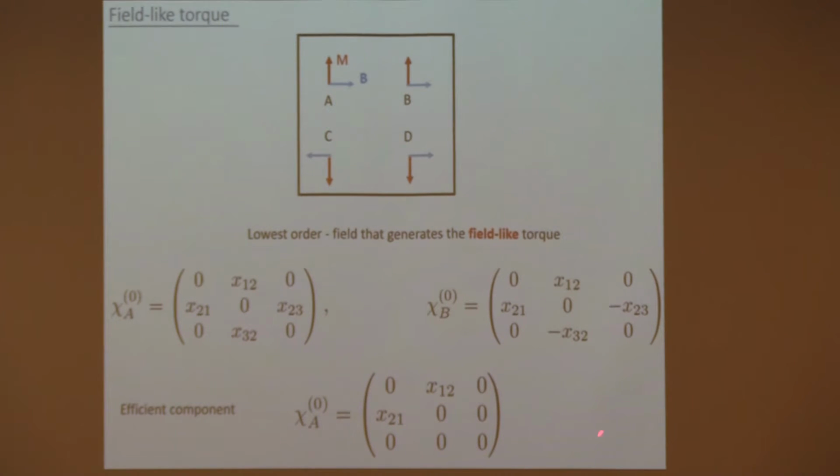So in the end, we find that the efficient field will be described by this kind of linear response tensor, which means it will be again in plane. So it's quite similar to the tetragonal copper manganese arsenide, where the only difference is that these two components will have to be opposite.